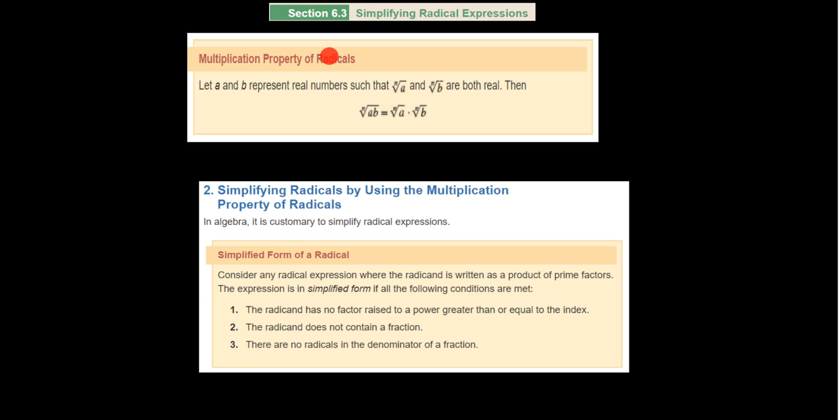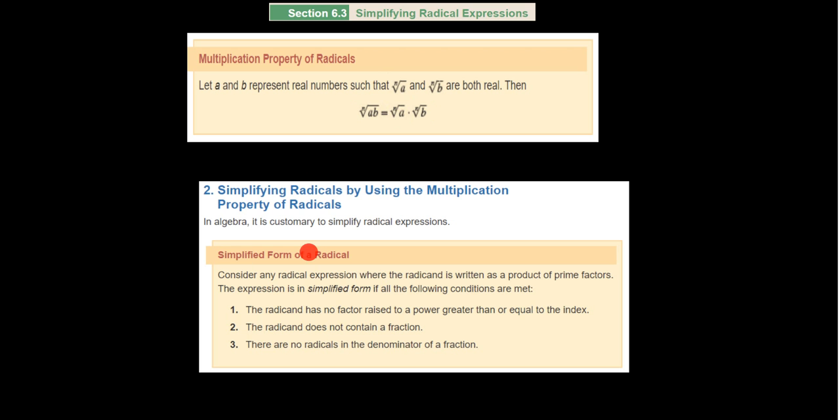So multiplication property of radicals, we're going to let a and b represent real numbers such that the nth root of a and the nth root of b are both real. Then the nth root of a times b, we can split it into the nth root of a times the nth root of b, or vice versa. We could have the nth root of a times the nth root of b, and that's going to be equal to the nth root of a times b. And then we have some customary rules here.